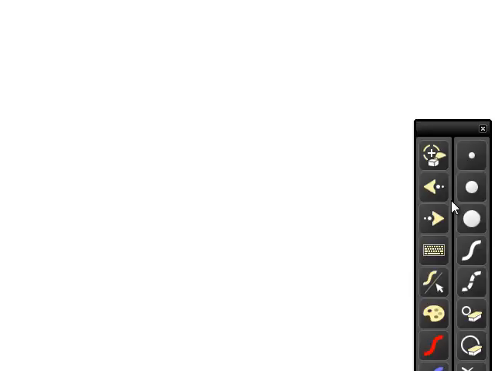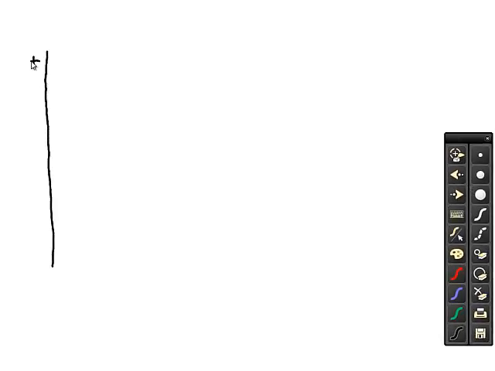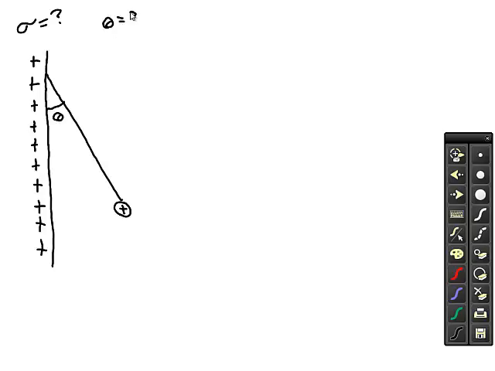All right. So here's our sheet of charge, and it's all positive. And it has a surface charge density sigma, which we would like to know. We've got a string, a ball, and that has probably a positive charge on it. And theta is 30 degrees. And Q is some bizarre little number, 2 times 10 to the negative 8. And we'd like to know, what is sigma?